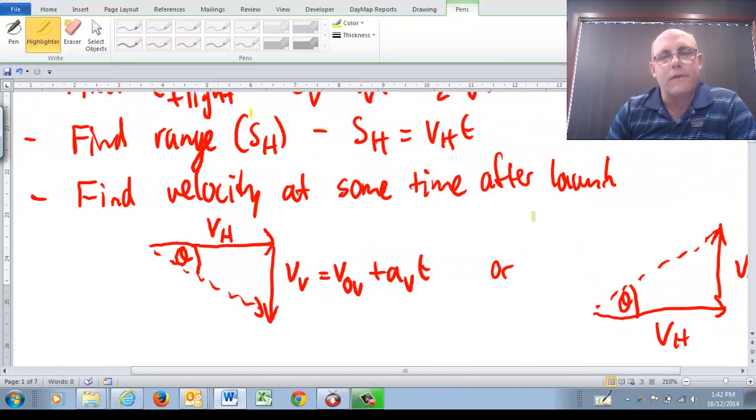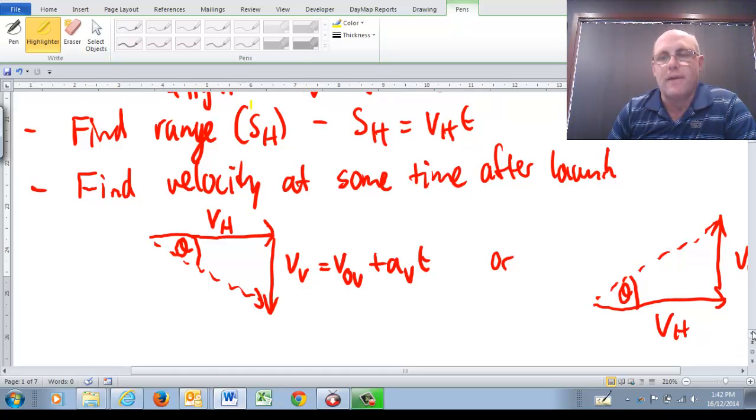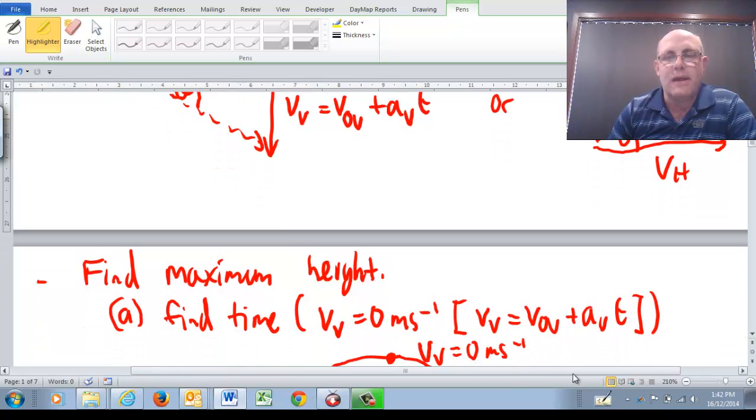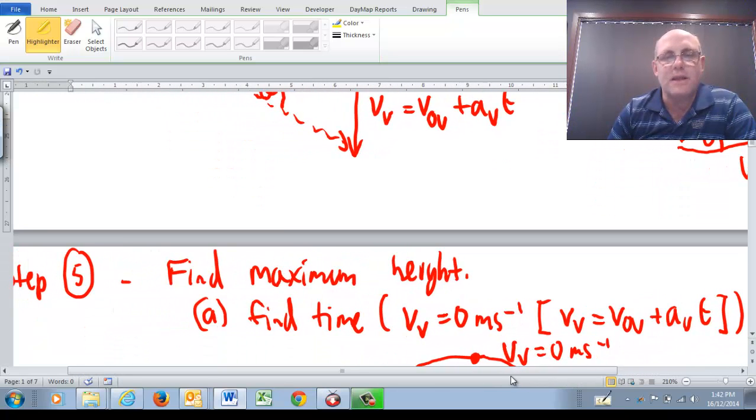Quite often the circumstance that we've seen so far has been that it's travelling downwards, but it could be travelling upwards as well. The only thing you have to do for that is find the final velocity of our particular object at the time that you're trying to work out. The last thing that you'll generally get asked to do will be to find the maximum height.